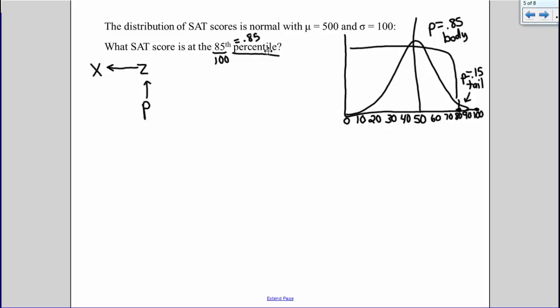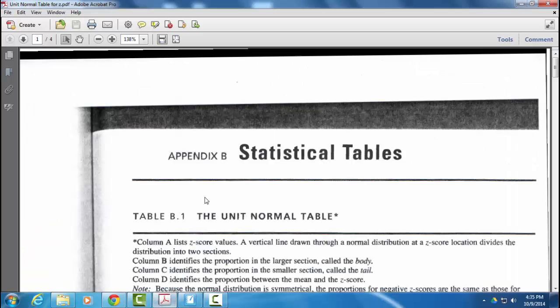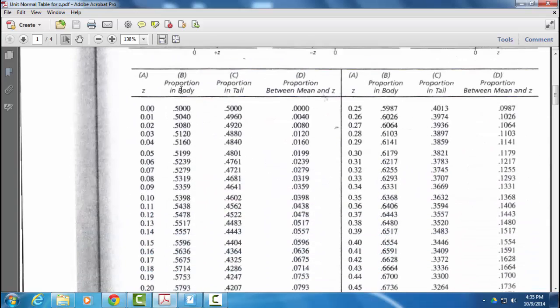So when you think about body versus tail, let's go ahead and take a look at the unit normal table. You can see that when you add the body to the tail, you get 1 every single time because that represents the entire distribution. You can also see that the starting point for body and tail is 50% or 0.50 p-value, and it gets lower for the tail and it gets higher for the body.